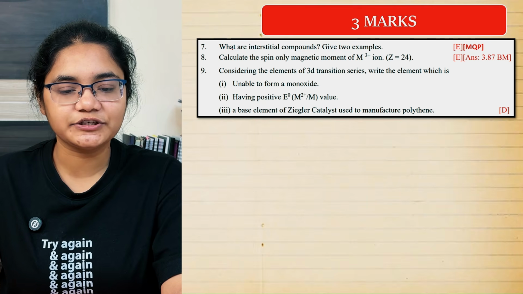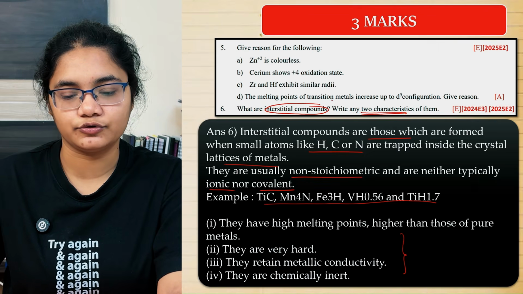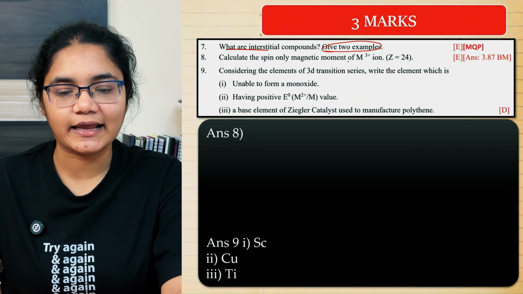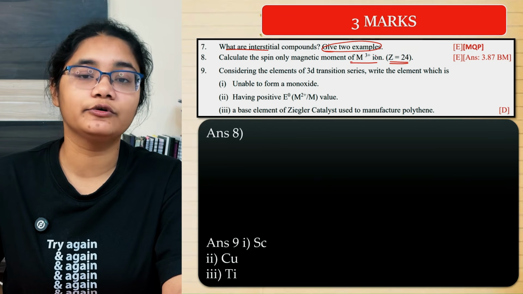Next, question number 7, what are interstitial compounds, and give 2 examples. So you should know, you can write down any 2 examples from here. Next is question number 8, calculate the magnetic moment of M3+ where Z is equal to 24.